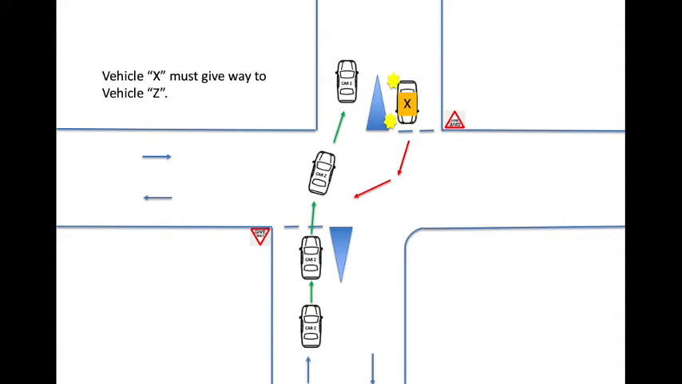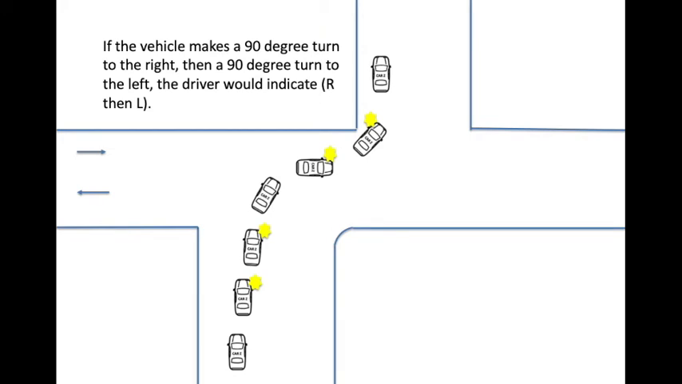Vehicle X in this situation must give way to vehicle Z. If the driver makes a full 90-degree turn to the right and then a full 90-degree turn to the left, in that situation, the driver would indicate right and then left.